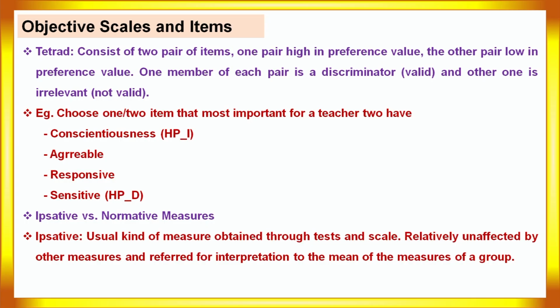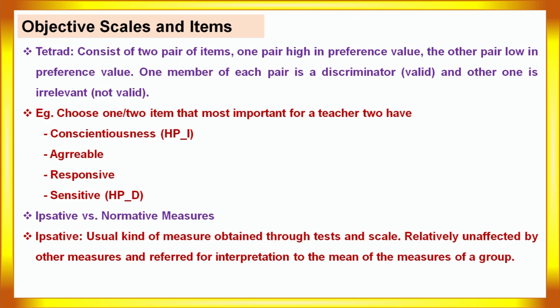A tetrad basically consists of two pairs of items. One pair is high in preference value, and the other pair is low in preference value. Now, one member of each pair will act as a discriminator, that means a valid item, and the other one is irrelevant, that is not a valid item. It will be clear if you take an example. I can ask you to choose one or two items that are most important for a teacher to have. The items are conscientiousness, agreeableness, responsive and sensitive.